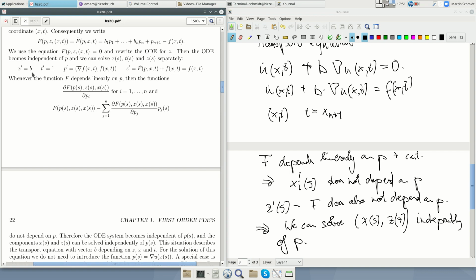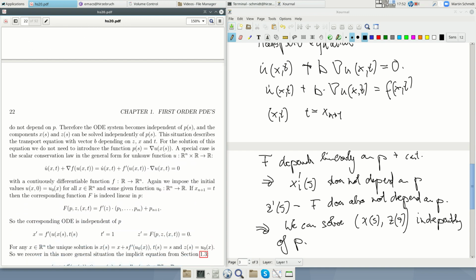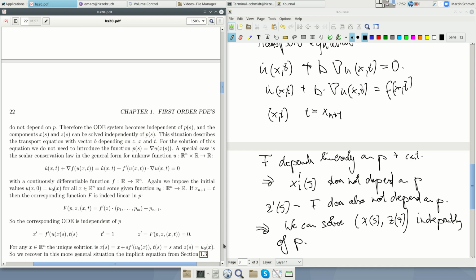Okay, let's understand this more generally. So whenever the function depends linearly, or more generally, whenever f is a first order polynomial with respect to p, then these two expressions here, this minus this, all first order expressions cancel. So this doesn't depend on p, and this also does not depend on p. Yeah? The same is true when this is a first order polynomial. So in this situation, we can solve the equation without the p. So we can throw out the p and it simplifies.